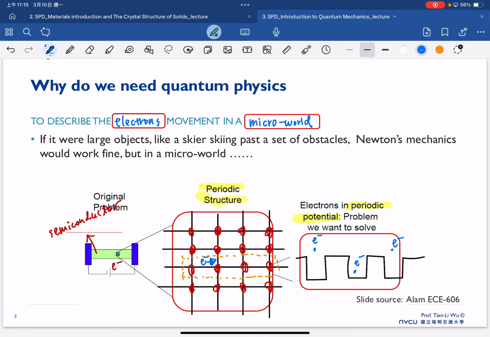So now we try to simplify the original problem, the electron movement in a piece of semiconductor material, into the problem of electron movement in the periodic potential. So this is exactly the problem that we want to solve. In the later part, we will describe how this electron moves while considering the different potential problem.